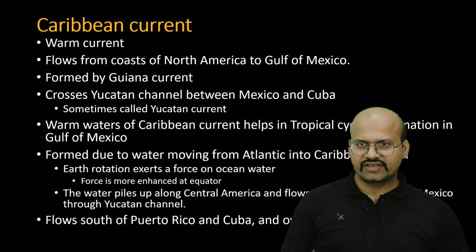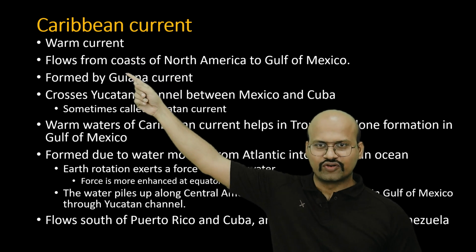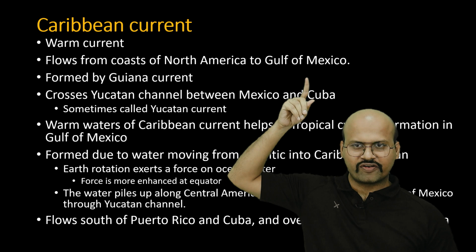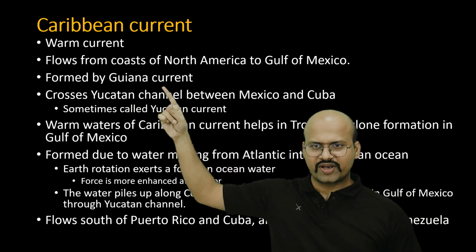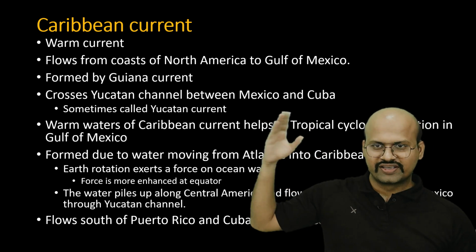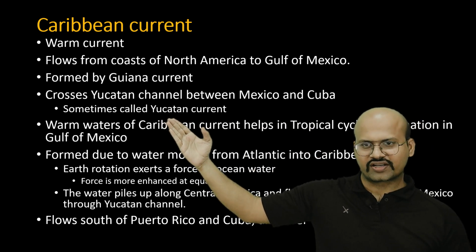Here is a summary. It is a warm water current. It flows north. It flows from the coast of South America to the Gulf of Mexico. It is formed by the Guiana Current, and it crosses the Yucatan Channel between Mexico and Cuba. So it is sometimes called the Yucatan Current.